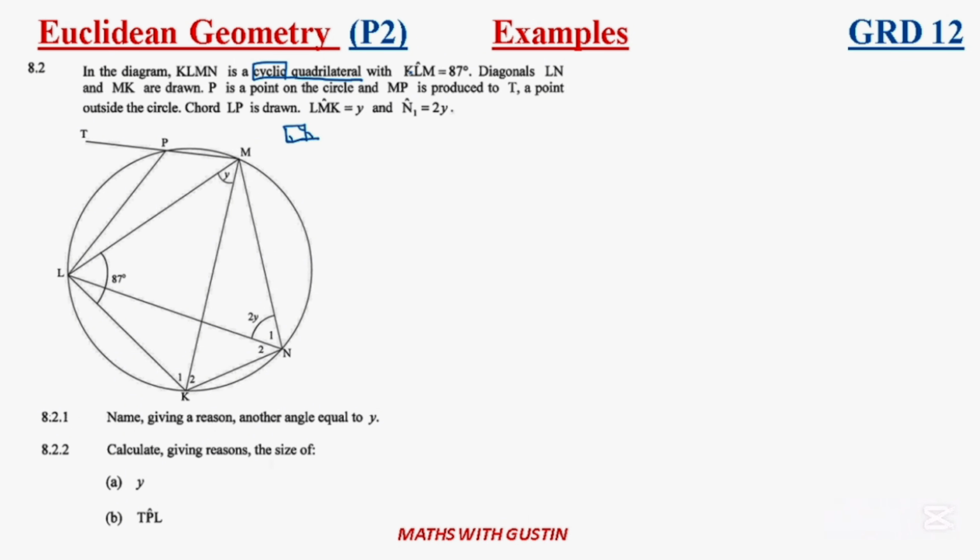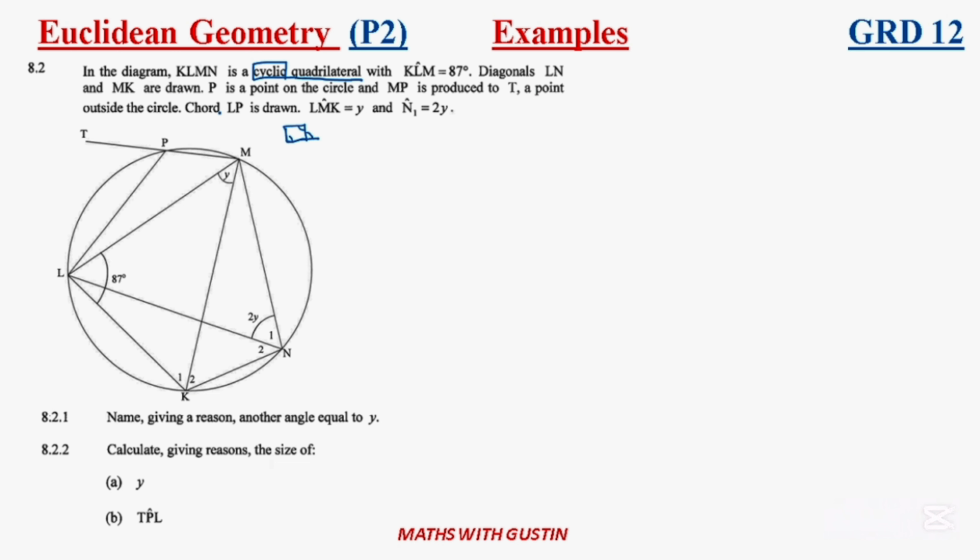Now they give us an angle there. They said this angle K, angle L, is equal to 85. We see that 85 is given, and then we have got diagonals. If they speak of diagonals, you must start thinking of angles on a straight line, things like that. Let's see how the diagonals are looking. They're looking like that, and then we say P is a point on the circle, and MP is produced to T, a point outside the circle. Where is T here, outside the circle?